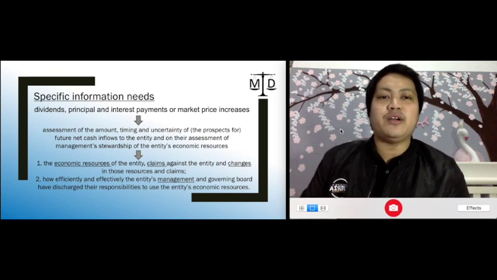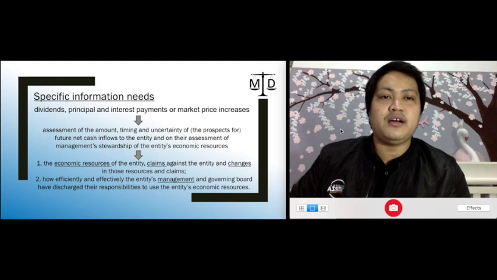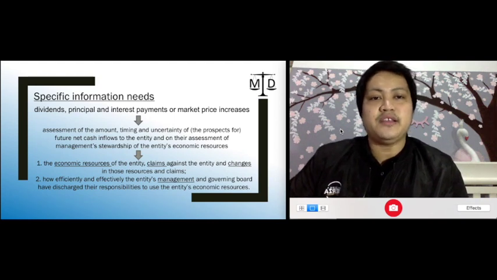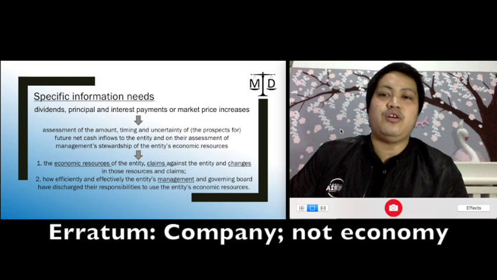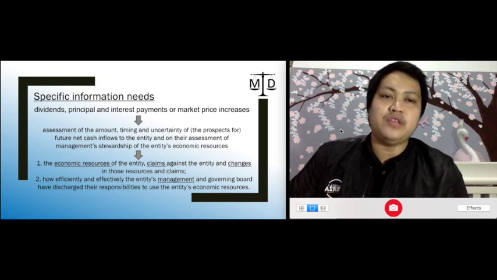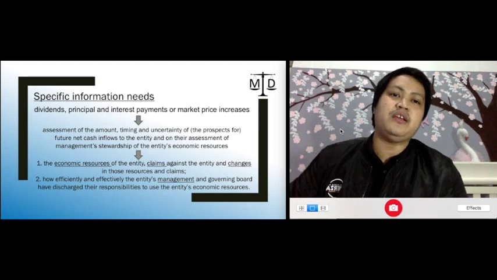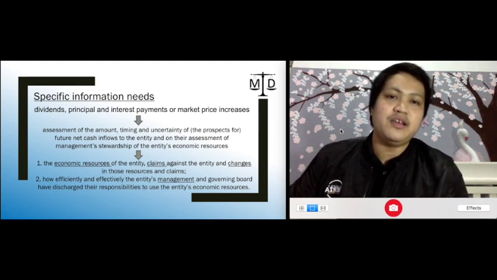But based on our assessment, by comparing the resources of the entity year in and year out, if there are no significant increases or development in its resources, then that would mean that the economy was not growing at all. If the claims against the entity continue to grow without a corresponding increase in the resources of the entity, then that will also not be a good sign.